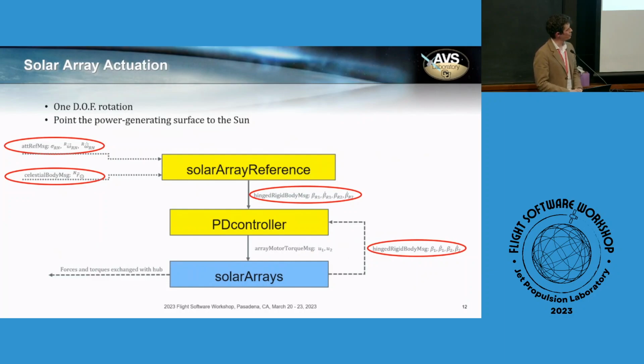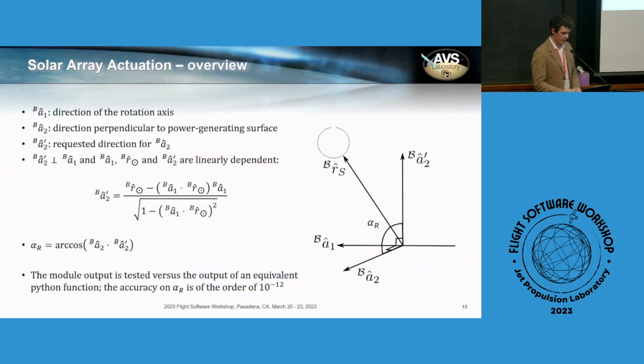These two pieces of information go into a PD controller that outputs a torque, and the torque goes into actuating the solar arrays. And again, because this is a dynamic component, all these forces and torques are exchanged with the spacecraft hub. As far as the math behind this module, that's very easy. It's simply a linear algebra problem where, knowing what the solar arrays are currently doing and where the sun is, we just compute an angle to rotate them by the desired amount. This is very simple math.